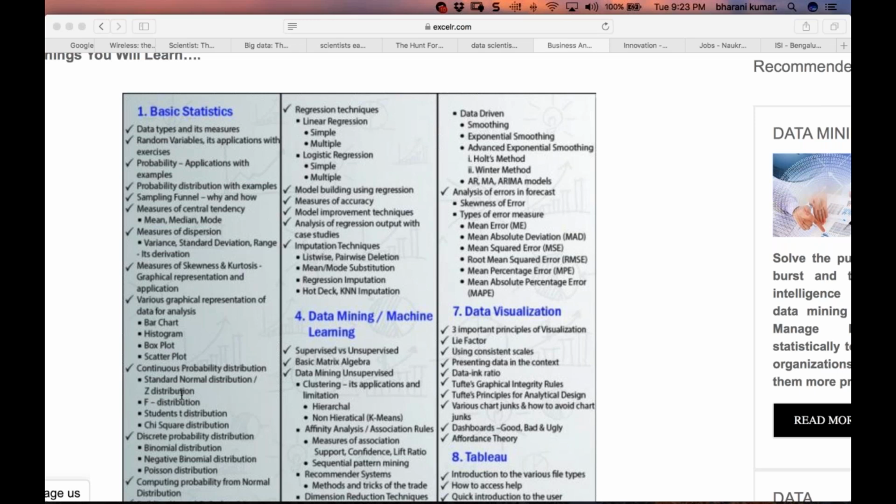Nibedita, apart from the learning from the sessions, is there any certification required specific to you? No, no, nothing is required, Nibedita. Don't worry, nothing is required.